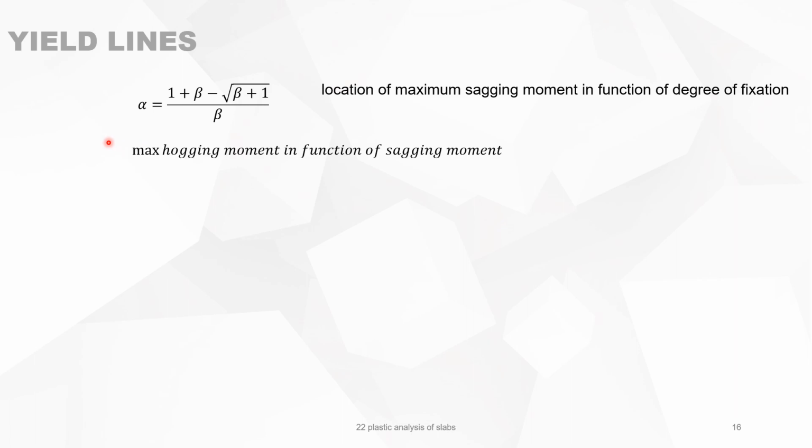We will just check it now. The maximum hogging moment in function of the sagging moment. The hogging bending moment is beta times the sagging bending moment.